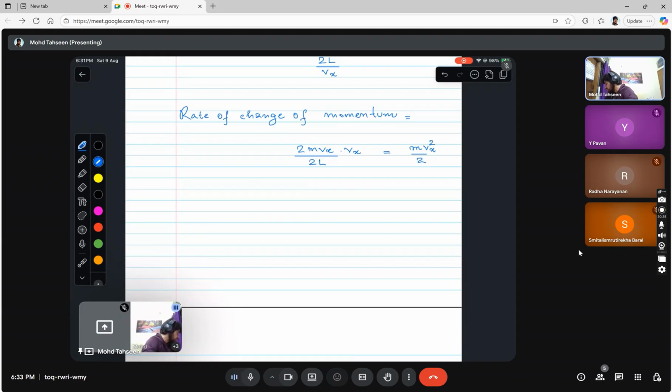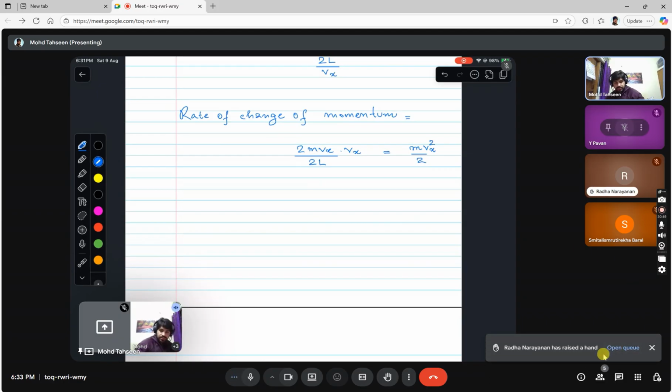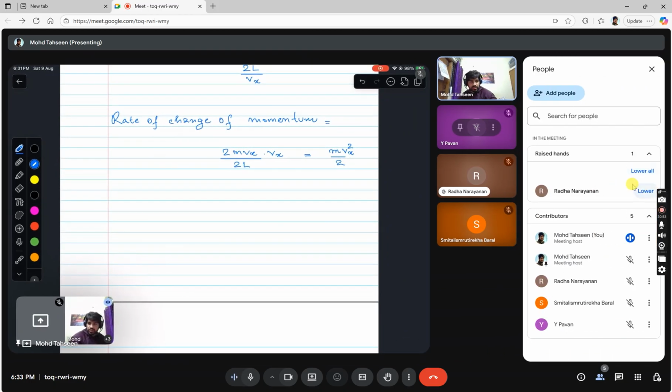But what does Newton's law tell us? Newton's law tells us that the force experienced by a body is equal to the rate of change of momentum of that body, right? So this quantity here, okay, I think someone has a question. Yes, Radha Narayanan.